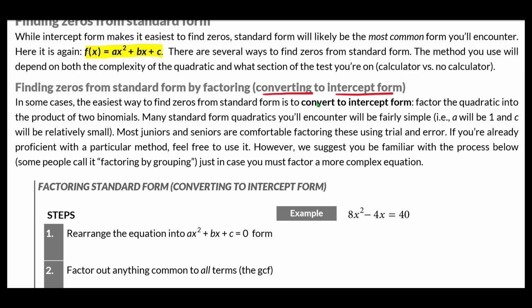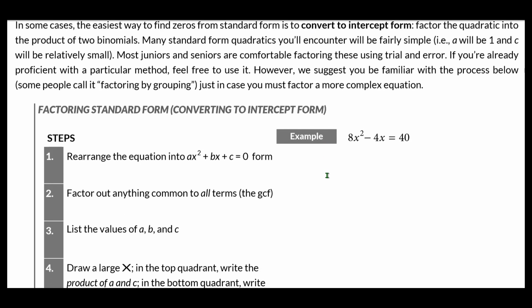Now, many juniors, many seniors, even most sophomores have methods for converting standard form to intercept or factored form. If you have a method that works for you, no matter how complicated the quadratic gets, then just go ahead and use that method. I would, however, recommend watching the method that we go through here, which most students will know as a factoring by grouping method. That's what we are about to discuss. This method tends to be reasonably straightforward, reasonably efficient. I will say that the vast majority of the quadratics that you might have to factor on this test are going to be fairly simple.